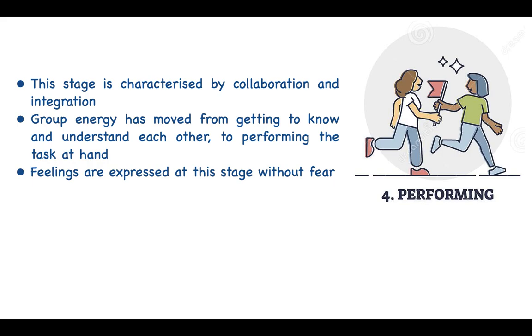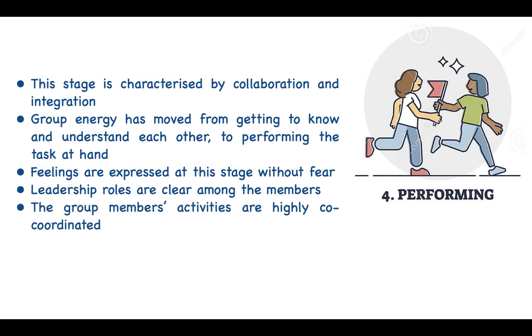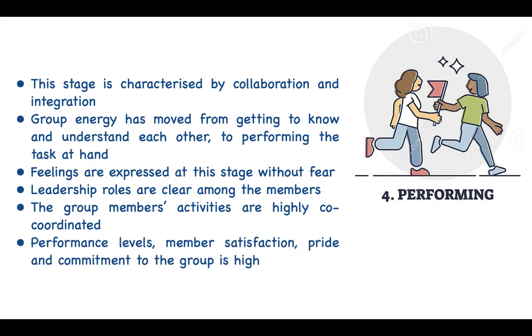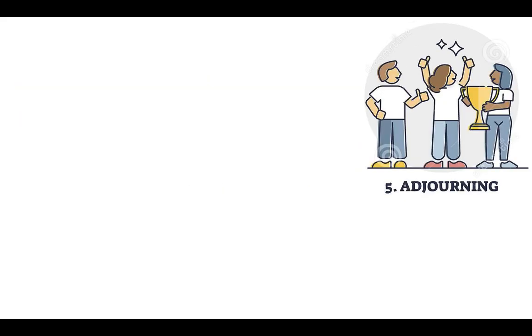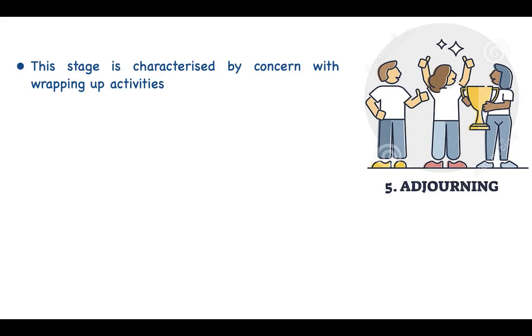So here feelings are also expressed without any fear, and leadership roles are also clear among members about who will be leading, and they are highly coordinated. The activities are highly coordinated, people are clear about their roles, and the performance level goes up. The satisfaction among members is high, and the pride and commitment to the group is also high in the performing stage. And once the task at hand is over, the last stage that comes, or that has been added to this model, is the adjourning stage.